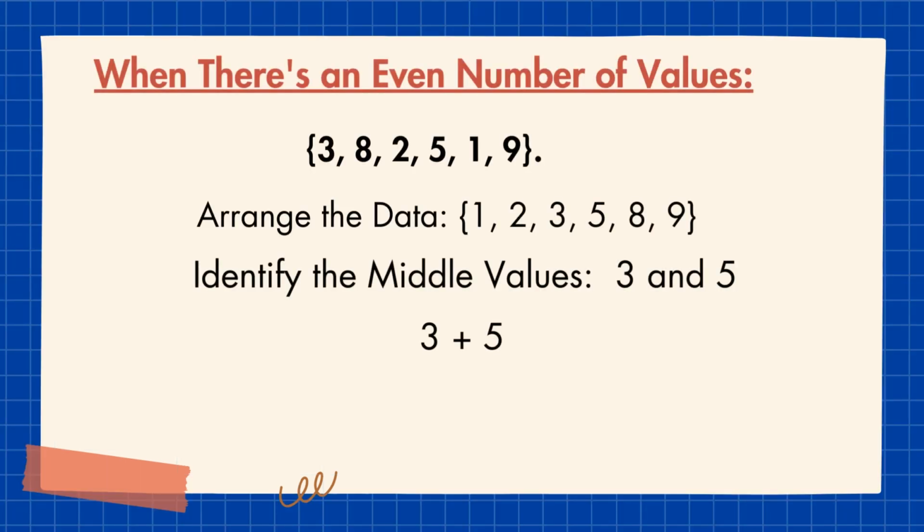When there's an even number of values, what will you do then? For example, consider the dataset. First of all, we arrange it. Now, identify the middle values. Since there are 6 values, the middle values are the third and fourth ones, and those are 3 and 5. So the median is the average of 3 and 5, which is 4. Hopefully, all you viewers know how to calculate the average.